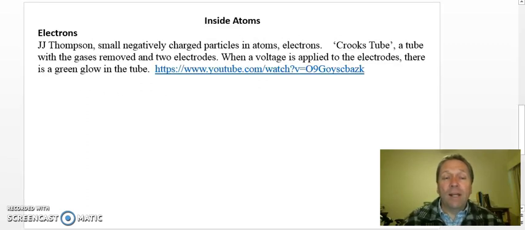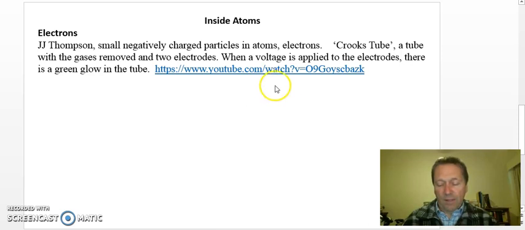Now, inside atoms, there might be some stuff. J.J. Thomson found that there were small negatively charged particles in atoms, which have been called electrons. The reason he said this was that he took a Crookes tube, which is a tube with the gas sucked out and with two electrodes. When a voltage is applied to the electrodes, there's a green glow in the tube.